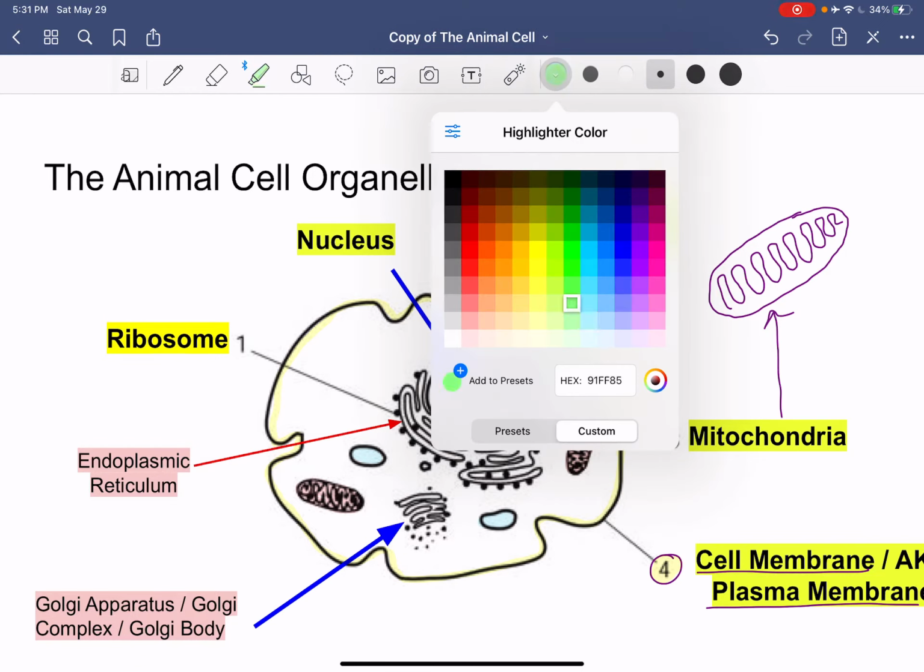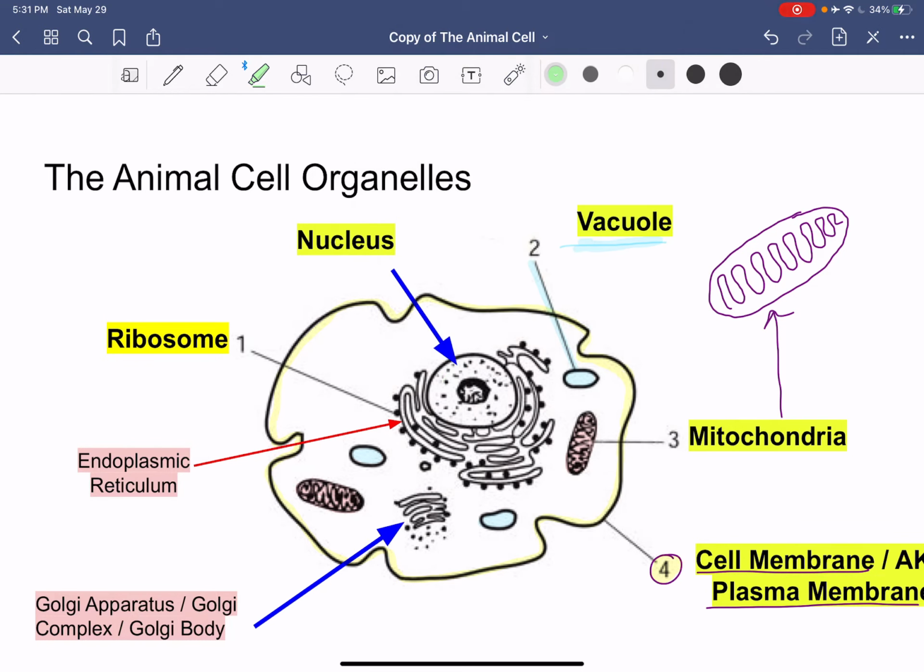Next, let me use green. Why not? Let's label the nucleus. The nucleus is right at the center of this animal cell, and it has a very important job.